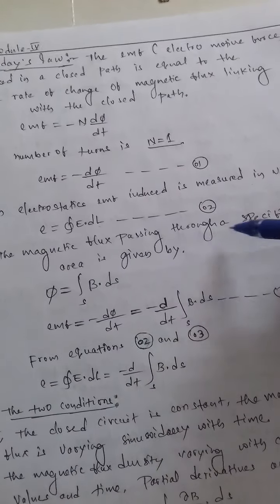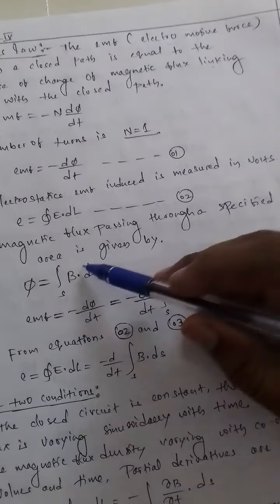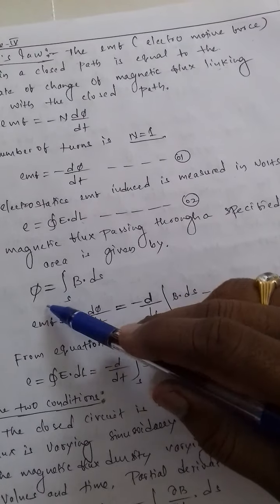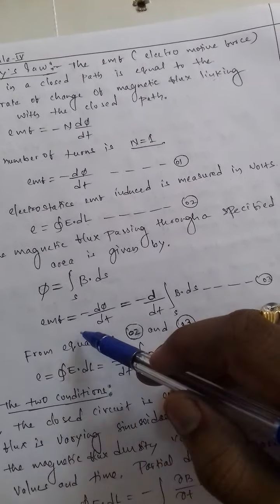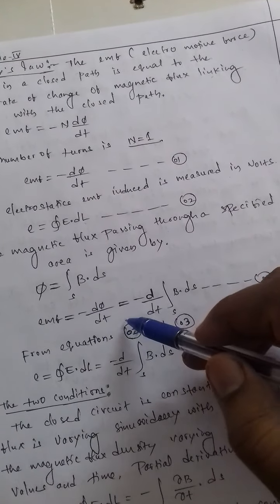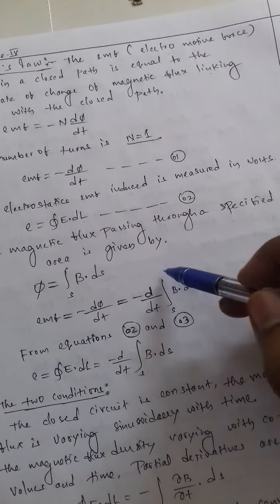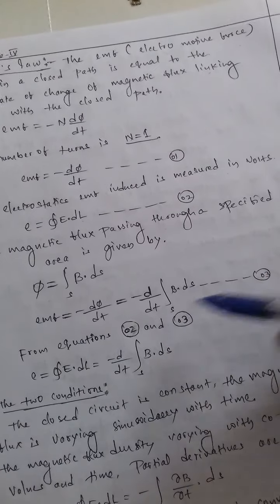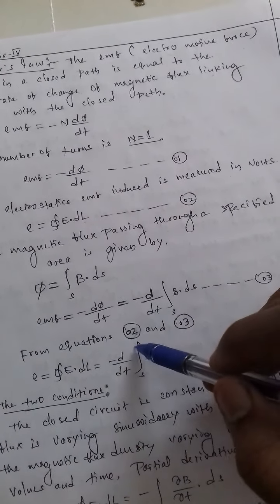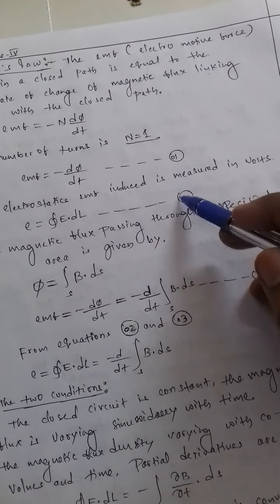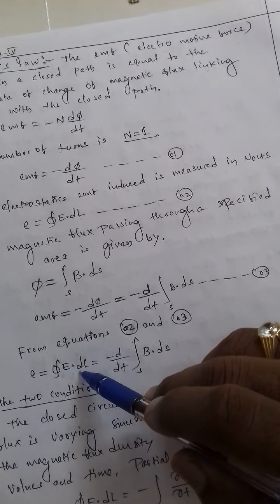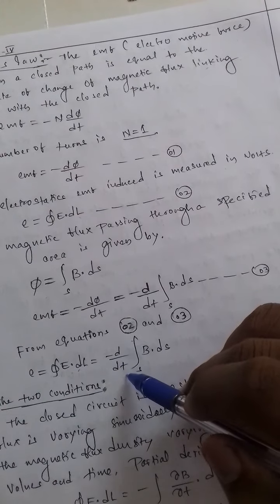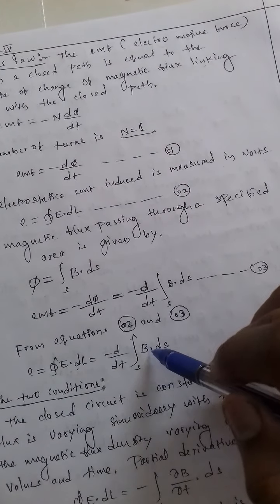The magnetic flux passing through a specified area is given by Ψ is equal to integral over S of B dot dS. EMF is equal to minus dΨ by dt is equal to minus d by dt integral over S of B dot dS. From equations 2 and 3, E is equal to closed integral E dot dl is equal to minus d by dt integral over S of B dot dS.